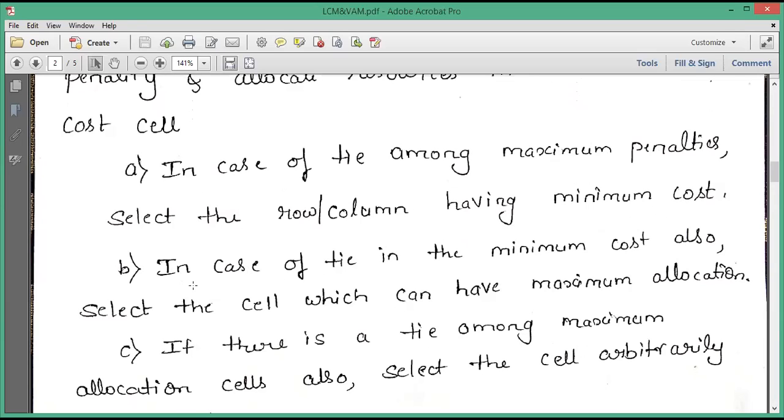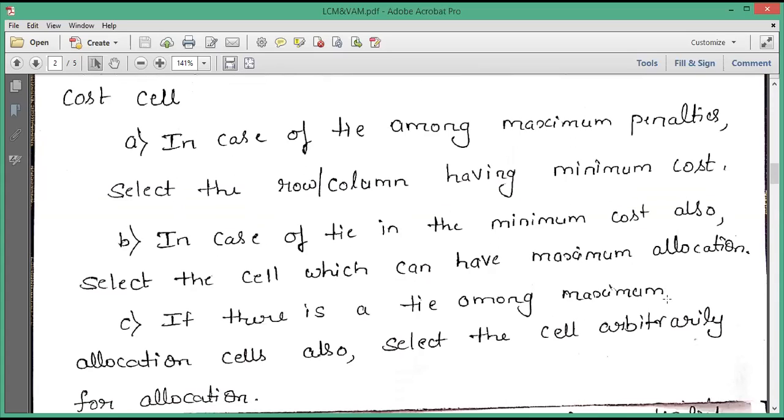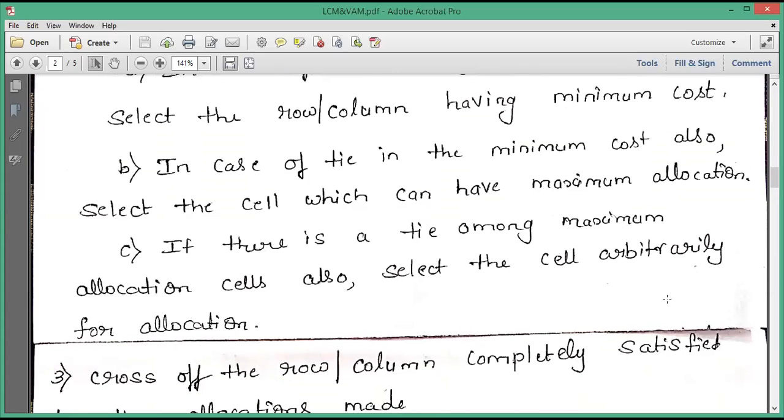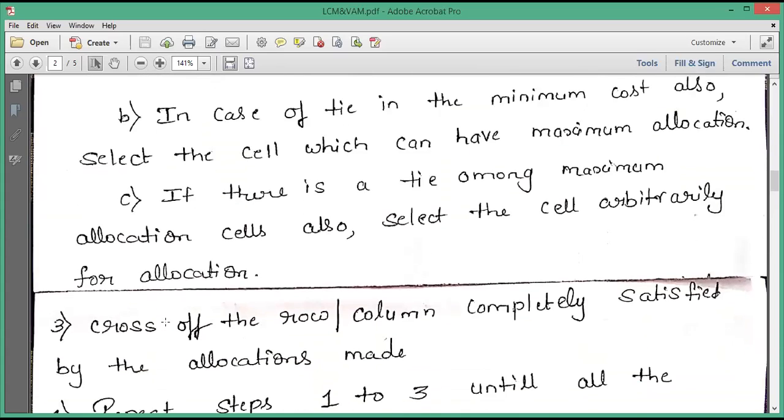The second sub step is in case of a tie in the minimum cost also. If two minimum cost values are the same, then we have to select the cell which can have the maximum allocation. And the third sub step is if there is a tie among maximum allocation cells also. In that case, we have to randomly pick a cell for allocation.